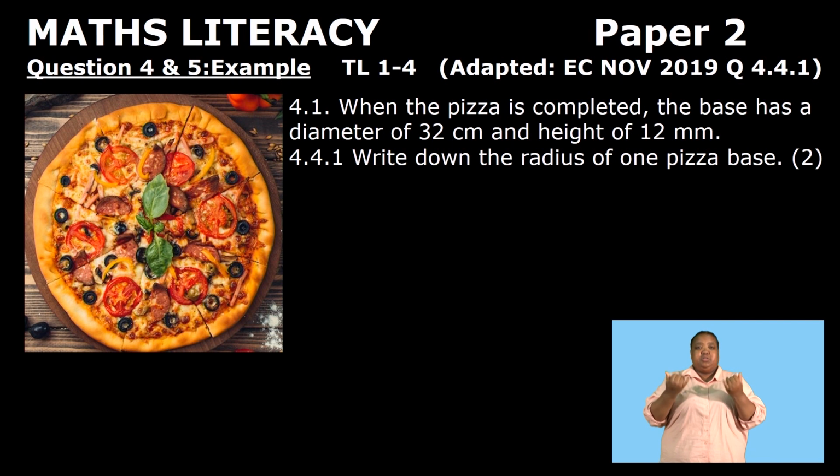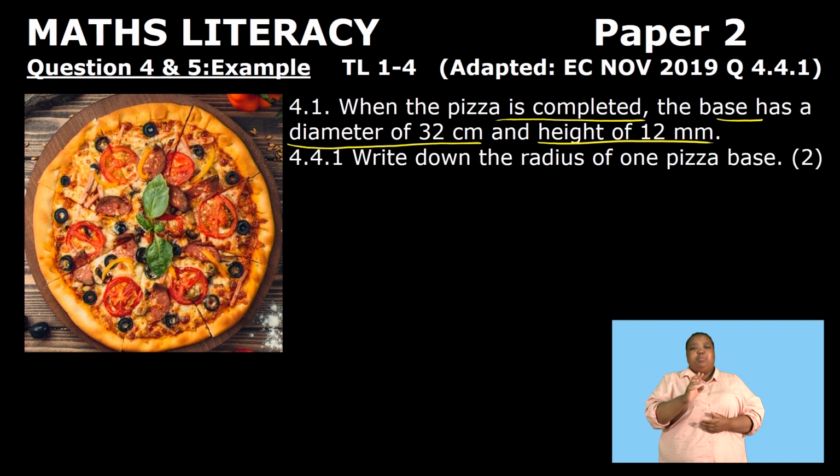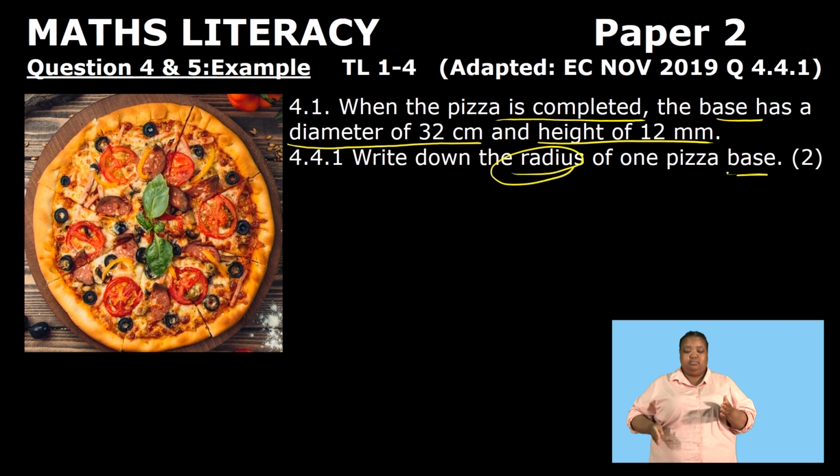Now let us continue by looking at how to approach questions for paper 2. We are looking at this example, which is question 4 and 5. It's adapted from Eastern Cape, November 2019. We are looking at question 4.1. Now, when a pizza is completed, the base has a diameter of 32 centimeters and a height of 12 millimeters. Write down the radius of one pizza base.